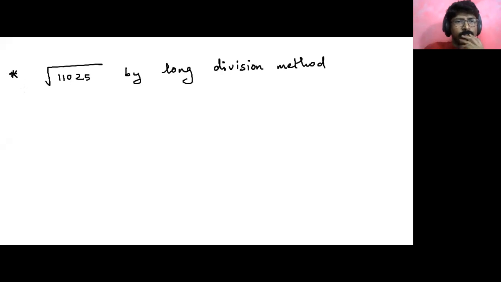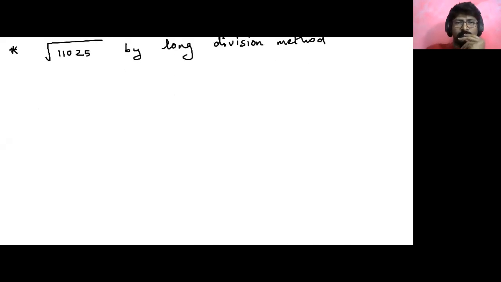So students, we've learned many things in the squares and square root chapter, and now it's time to move ahead. We're going to find the square root of 11025 by the long division method. How are we going to do this? It's really simple. We'll have to draw this kind of format.